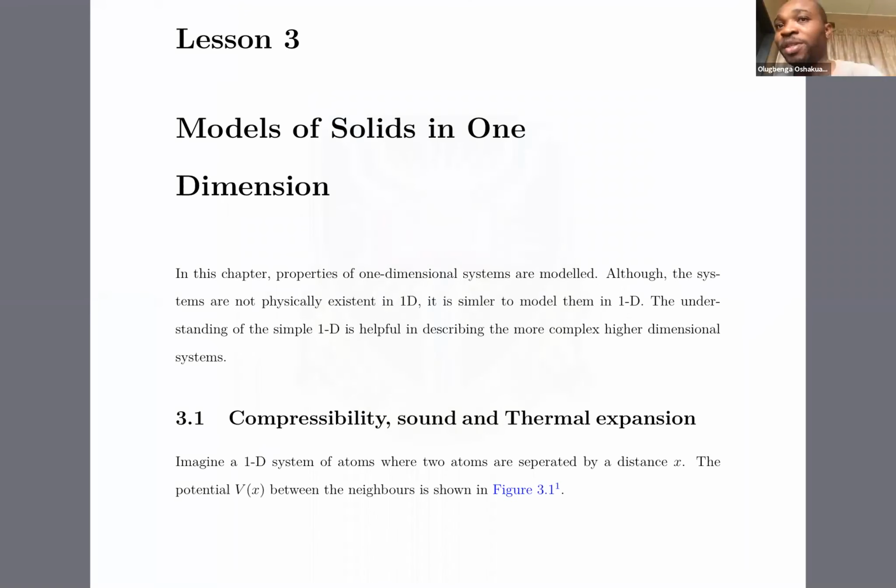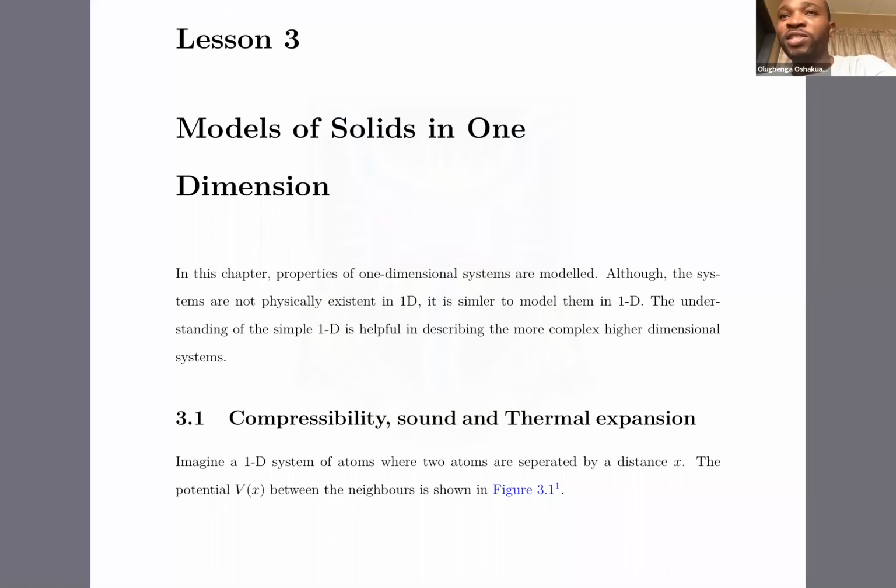Okay. We'll be talking about solids in one dimension. And like I've said in the past, the reason why we do some things, even though they are not realistic, is to use a simpler method or simpler way to approach them.